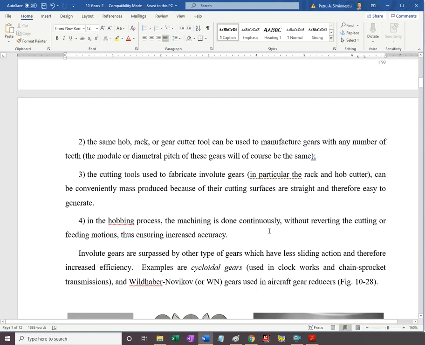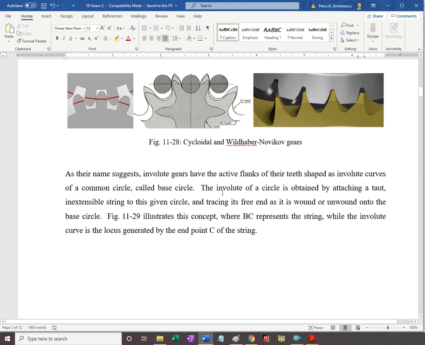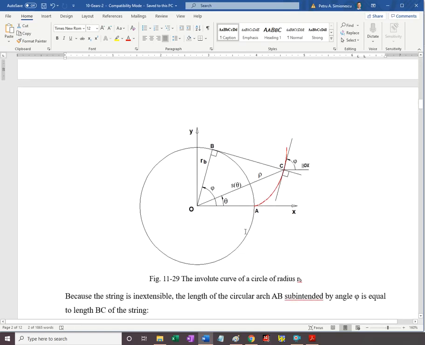All right, so the flanks of the involute teeth are portions of involute curves for a given gear of the same circle, and this is called a base circle. And how do you obtain an involute? You start with a base circle. How can you practically draw an involute? So this is the base circle.